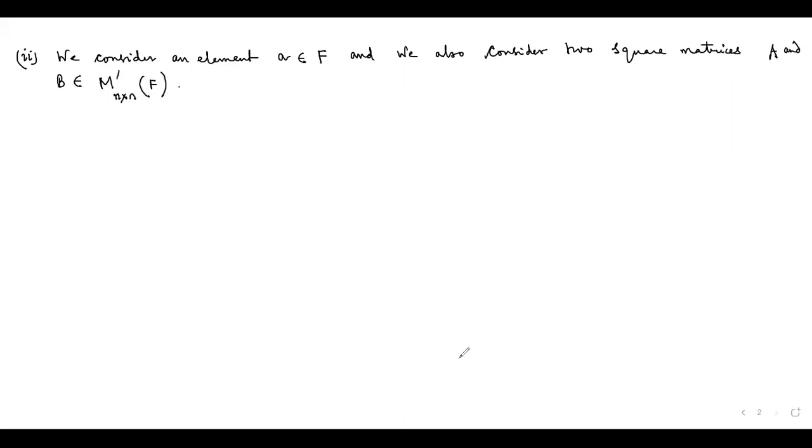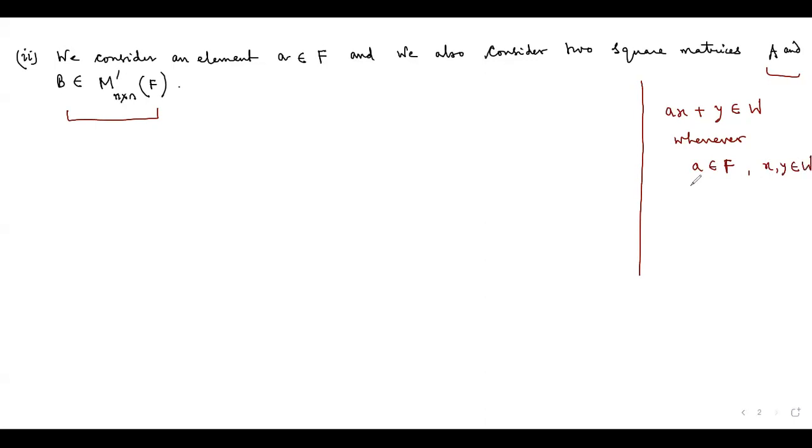Remember, just look at this from where I am selecting. I'm again writing the statement which is there in example 18. In example 18, it was said that ax plus y belongs to W whenever a belongs to F and x, y belongs to W. Now my F I have chosen here. This F is a field. It can be the set of real numbers, it can be the set of complex numbers, anything.